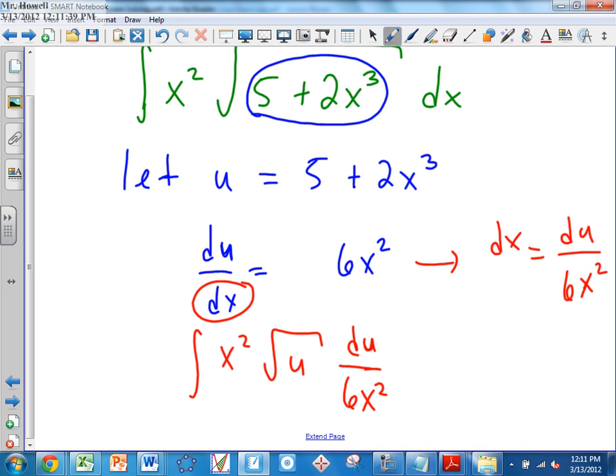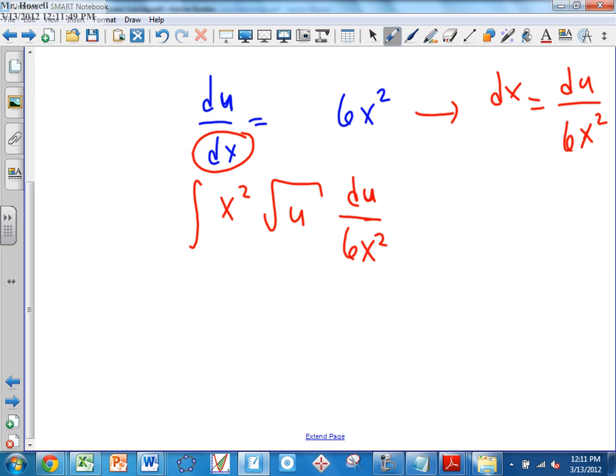Well, take a look what happens, guys. You have x squareds, don't you? One's on the top, one's on the bottom. What happens to them? Don't they cancel? So now, if I look at this, I'm actually integrating radical u over 6 du. Again, cancel, cancel. Wait till the second time to get caught up because this is probably like gibberish right now.